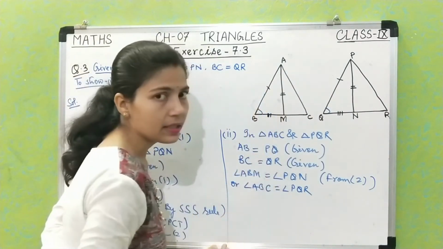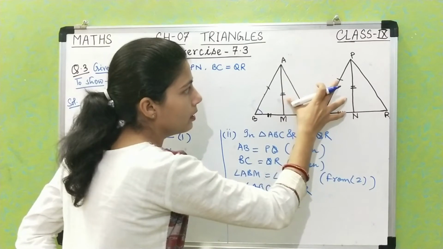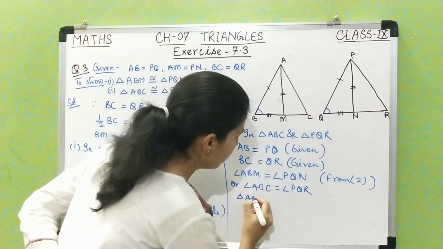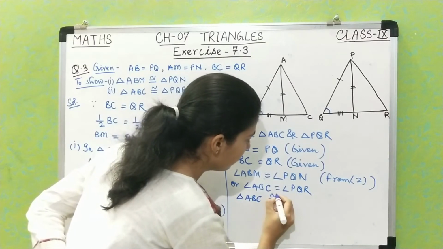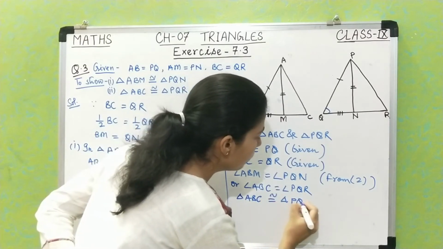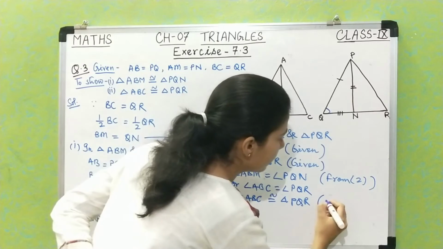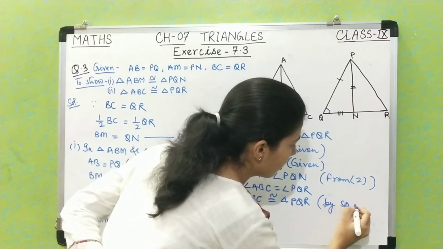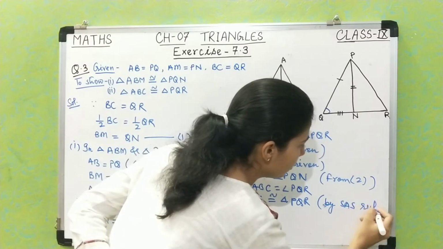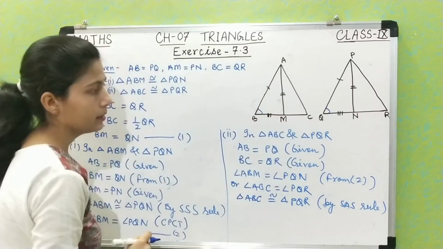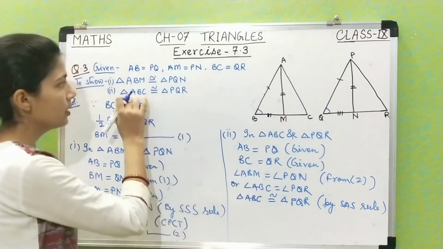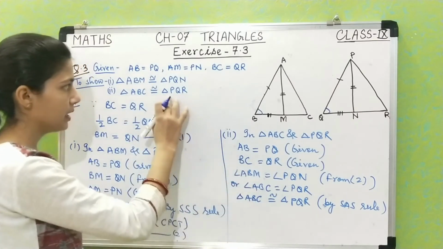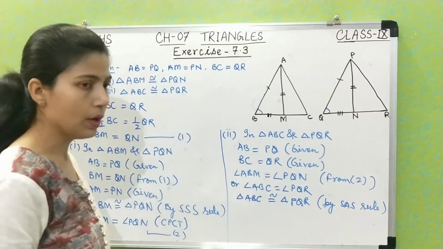By SAS we can write triangle ABC is congruent to triangle PQR. Why? SAS congruency rule, side angle side. Okay, so the same we have shown here. Triangle ABC is congruent to triangle PQR.